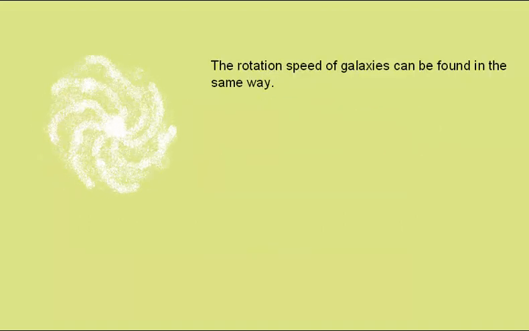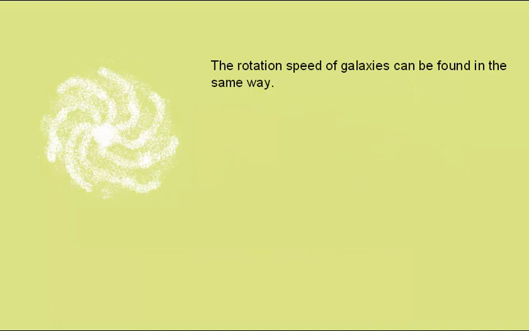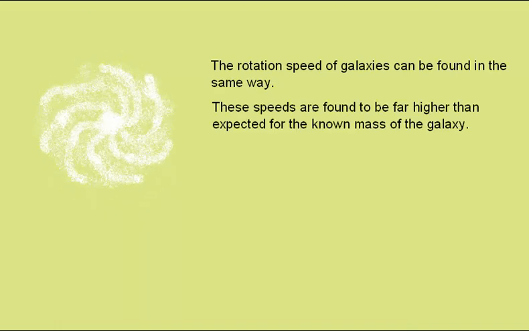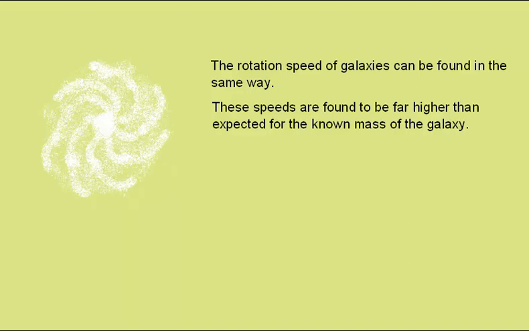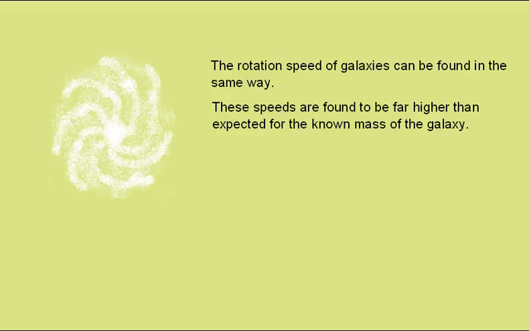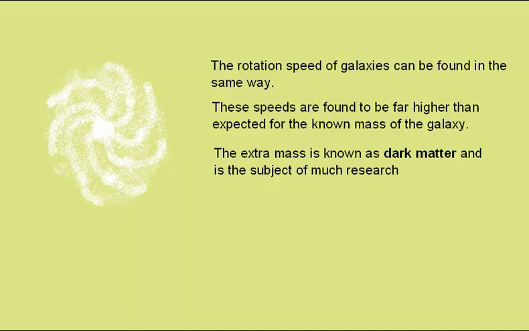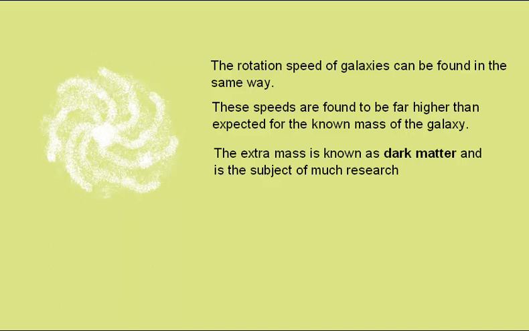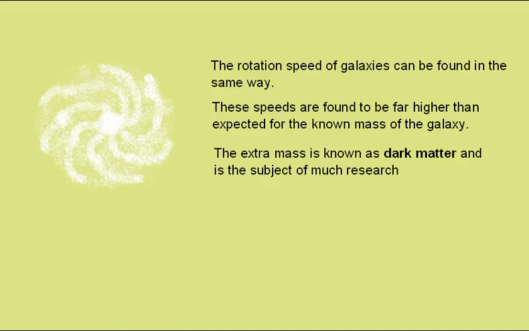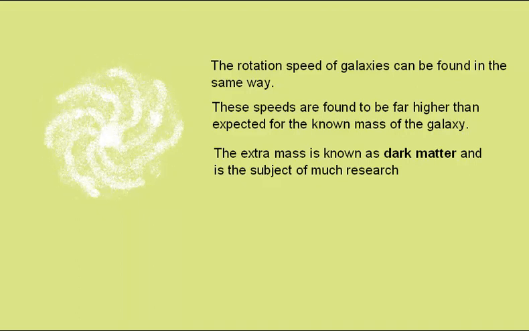The rotation speed of galaxies can be found in the same way, but these speeds are found to be far higher than would be expected for the known mass of the galaxy. It seems there is extra mass within the galaxy for which we have no other evidence. This has become known as dark matter and is the subject of much research.